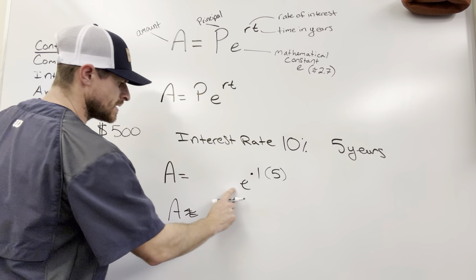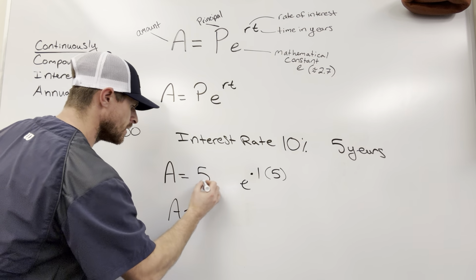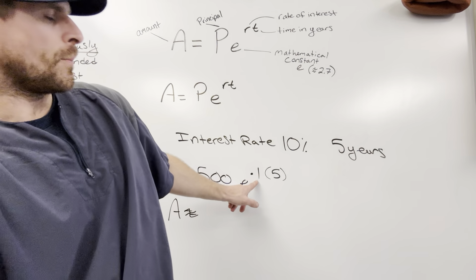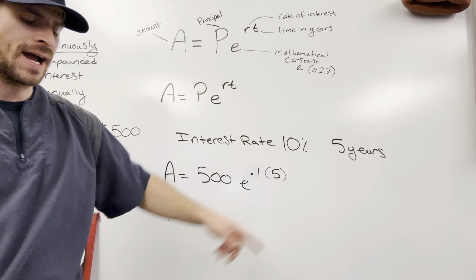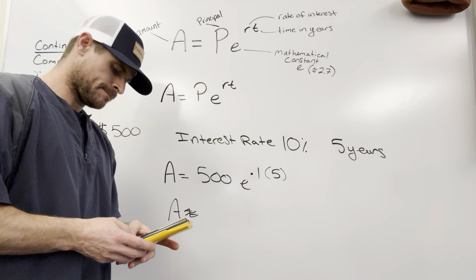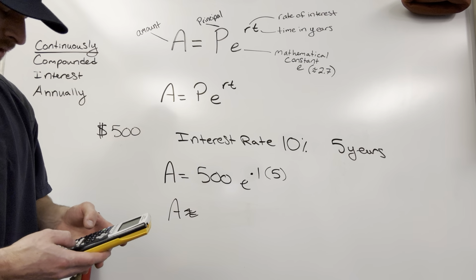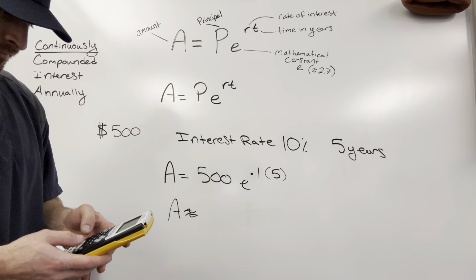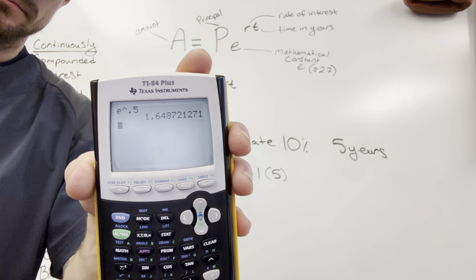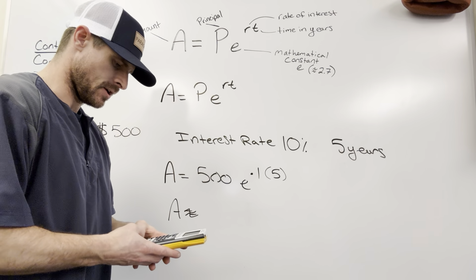My principal, the amount I started with originally, was 500. Again, you're just going to go to that calculator, figure out what 0.1 or 1/10 times 5 is. Once you get that number, put e to the power of that. Okay, so we're going e to the power of 0.5, obviously. Long, crazy decimal. Don't worry about what the number is. Just multiply it by 500.